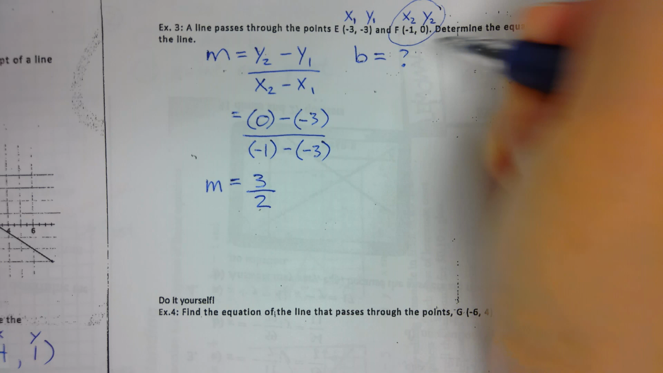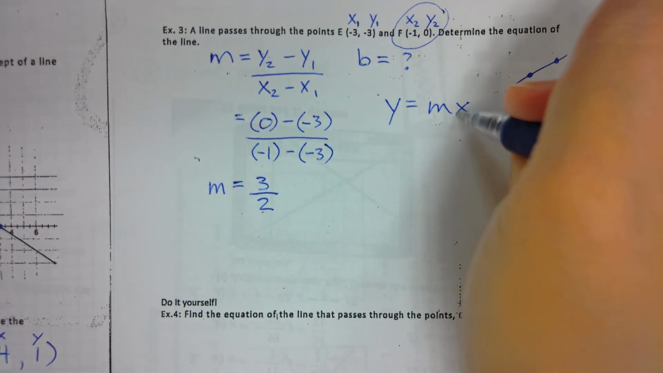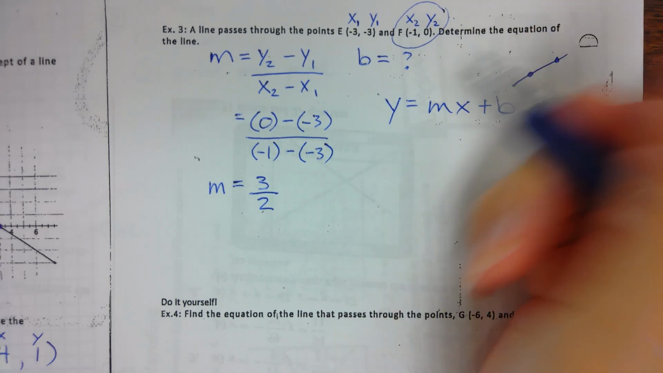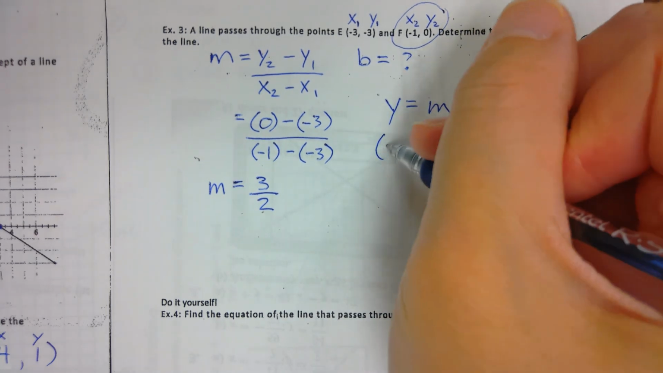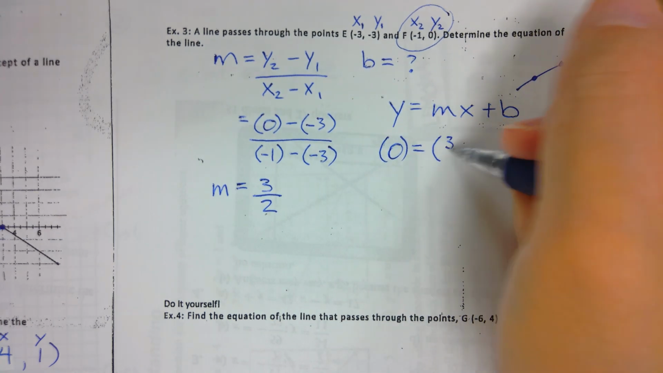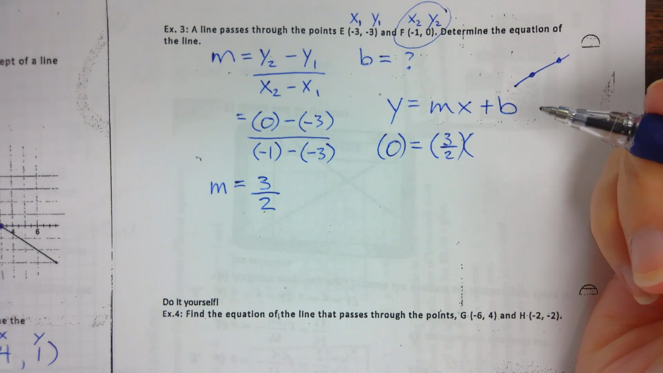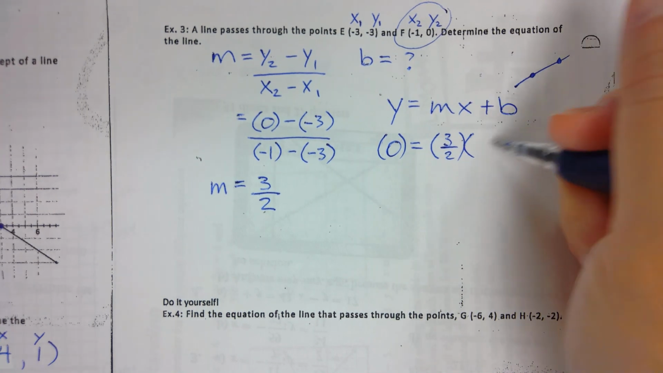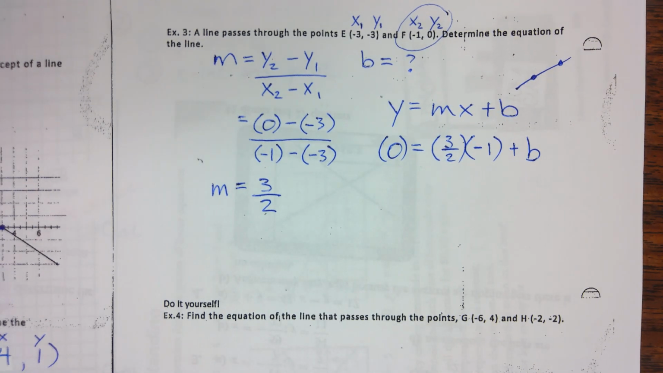So now we can do what we did in example 2. Okay, y equals mx plus b. What's my y if I'm using this point? 0. What's my m? I just figured it out. 3/2. What's my x? Yep, -1. Okay. And I don't know what b is. That's what I'm trying to find out. Okay?